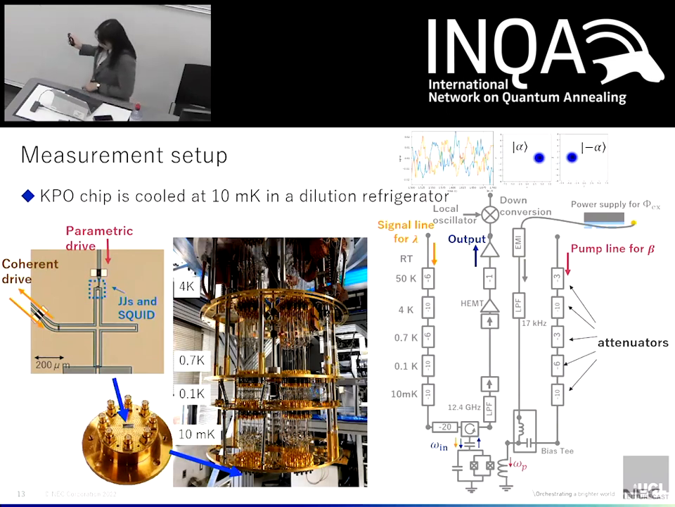The fabricated device is cooled to about 10 millikelvin using a dilution refrigerator. This is a picture of our dilution refrigerator, and this is a schematic picture. What looks like silver wire here are coaxial cables to transmit microwave signals from room temperature to the JPO chips at 10 millikelvin, which are represented by the vertical lines in this figure.